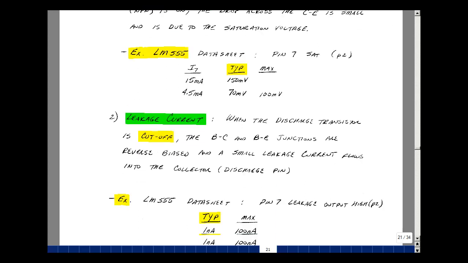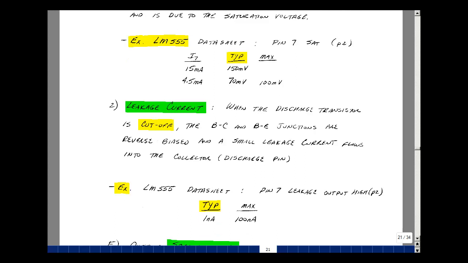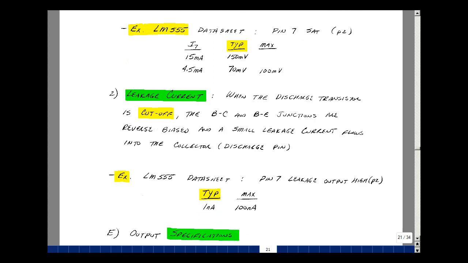There's also a current associated with a cutoff transistor because we have base collector and base emitter diodes that are reverse biased, and of course there's a saturation current. And again, I had to turn to the 555 datasheet from National Semiconductor, and it gave a typical value of 1 nanoamp, but could be as big as 100 nanoamps.